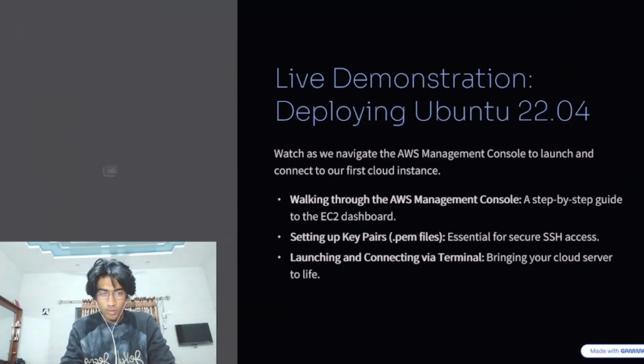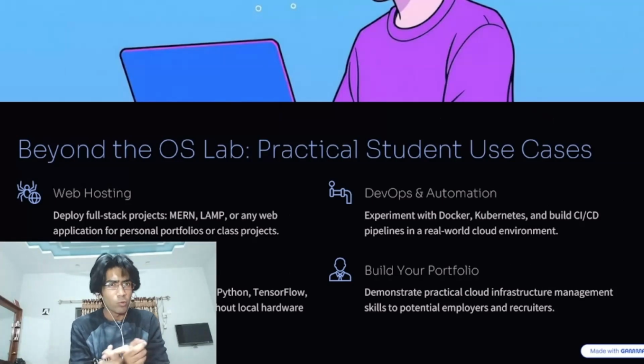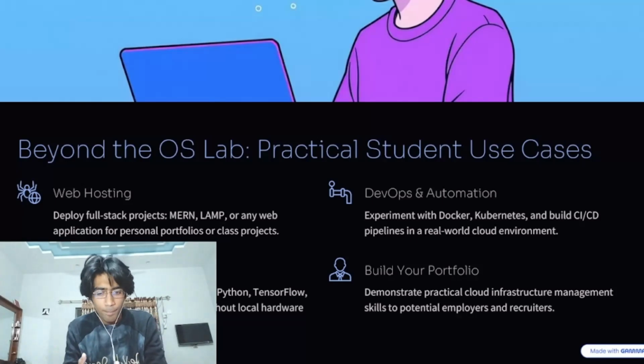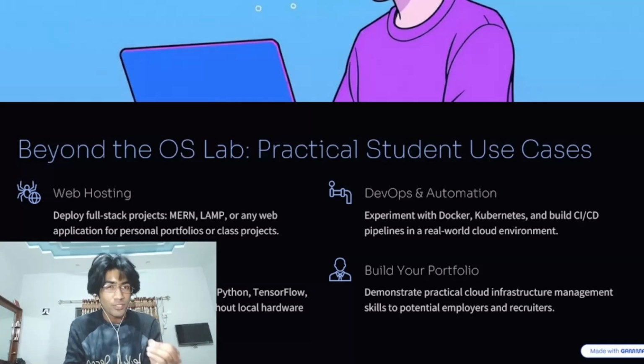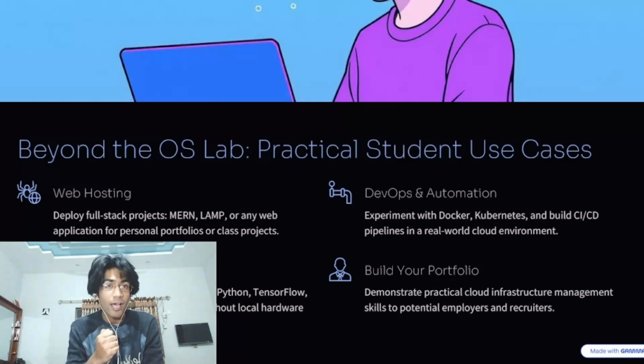Now I'm gonna be going into the next slide that I have, which is beyond the OS lab: practical student use cases. Now we have web hosting, as I mentioned earlier. Deploy full stack projects, MERN, LAMP, or any web application for personal portfolios as well as class projects. You can host them on an AWS EC2 instance. You can have DevOps and automation tools: experiment with Docker, Kubernetes, and build CI/CD pipelines in a real cloud world environment. How awesome is that?